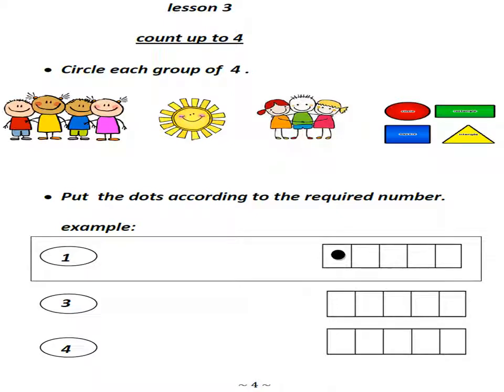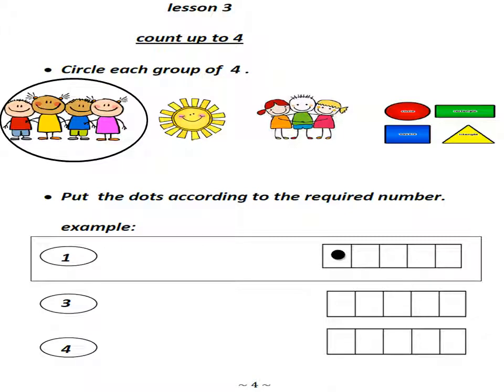Lesson 3, count up to 4. Here we have 4 shapes. He asked me to circle a group of 4, okay? The first picture here, we have 4 people. So we will make a circle around the first picture.